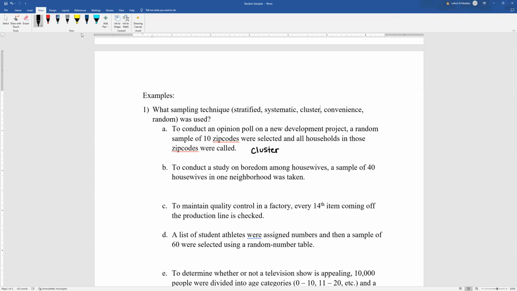To conduct a study on boredom among housewives, a sample of 40 housewives in one neighborhood was taken. Okay, so we're assuming that these 40 housewives in this one neighborhood are going to represent all housewives and their level of boredom. That's going to be very much a convenience sample because they're not taking into effect different economic levels. Are they even going to be able to find 40 housewives in one neighborhood, first of all? So this is just very convenient. They went to one neighborhood and they knocked on doors and said, hey, are you bored? So that is a convenience sample.